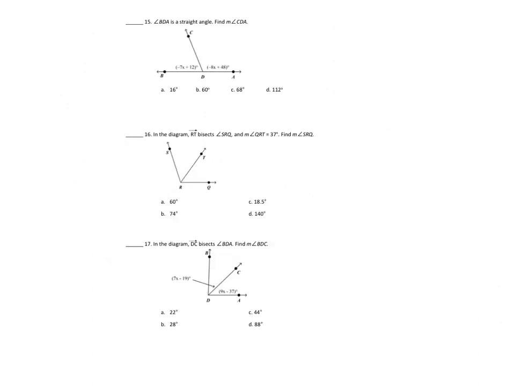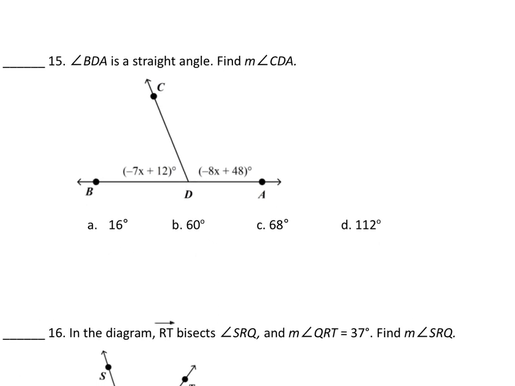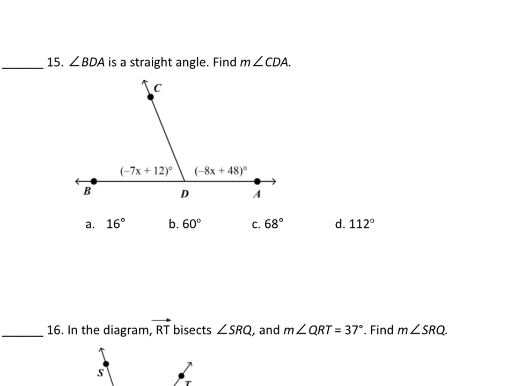The next question says, BDA is a straight angle. Find the measurement of angle CDA. I'm also going to have you try this one on your own. But we're going to highlight some key words here. What is a straight angle? 180 degrees. Really good that we know that. What angle am I actually looking for here? CDA. So I want this angle CDA. We also have an angle BDC. And we have an angle BDA.